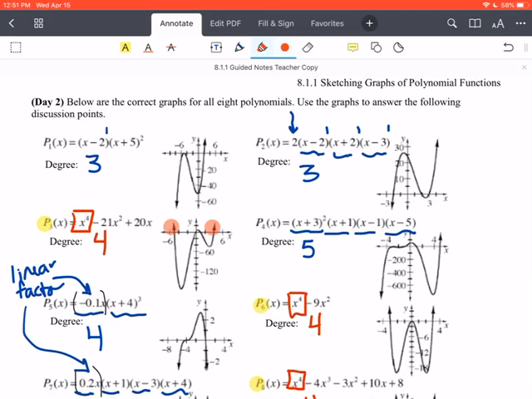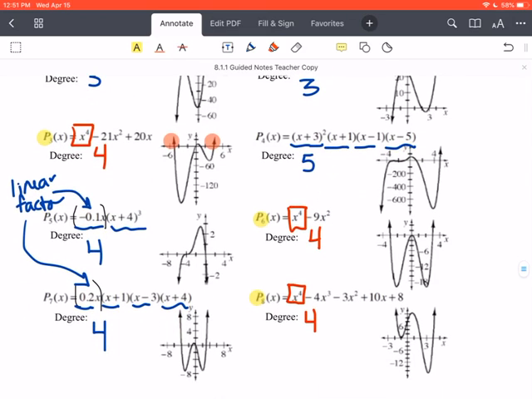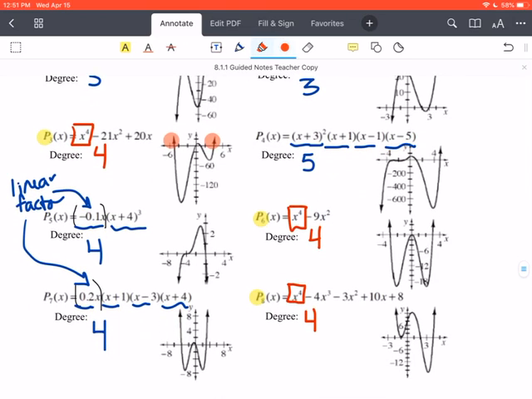Now let's look at our next even degree, which is P5. What do we notice about the first arrow at the back end at negative infinity? It's pointing down, and the second arrow is pointing down. So they are both the same direction. In this case, it is down, whereas in P3, it was up, and that's okay.